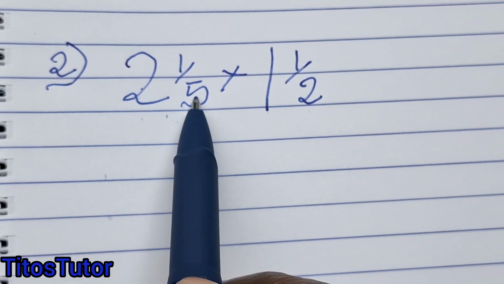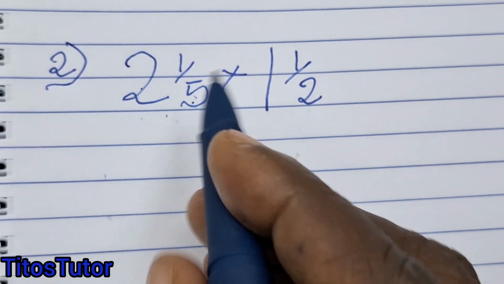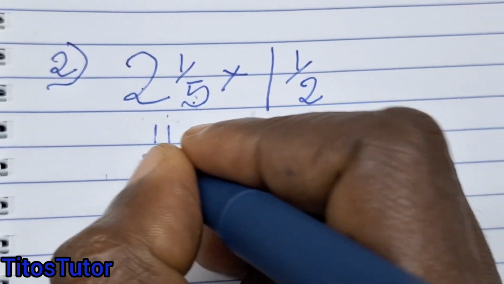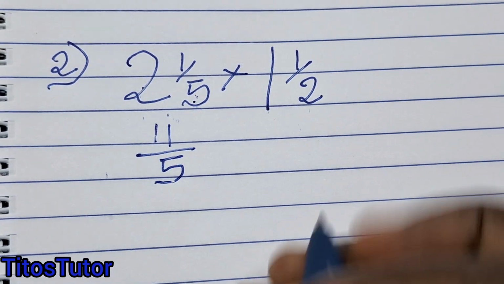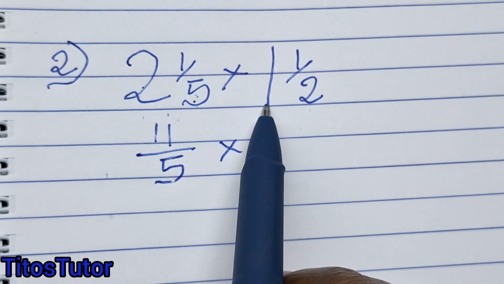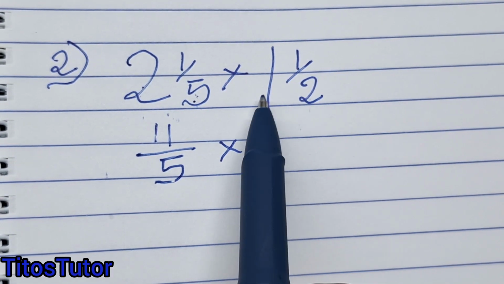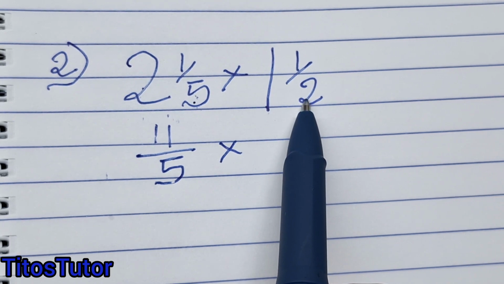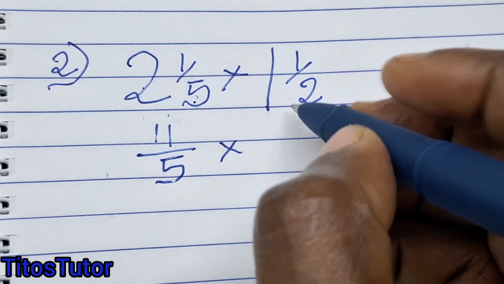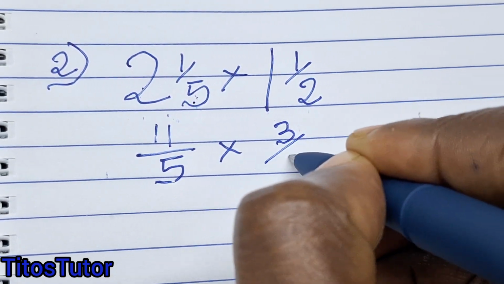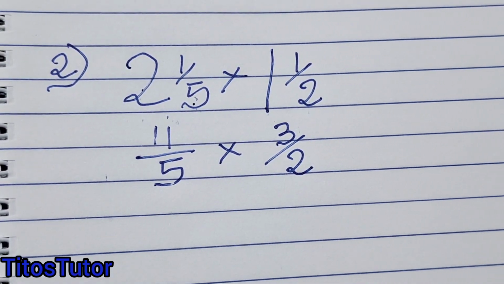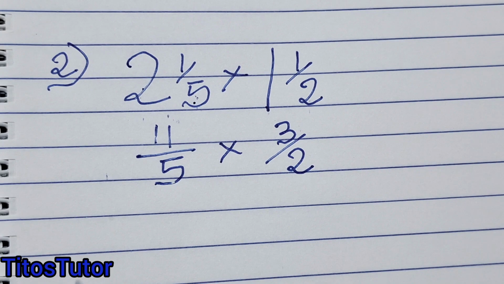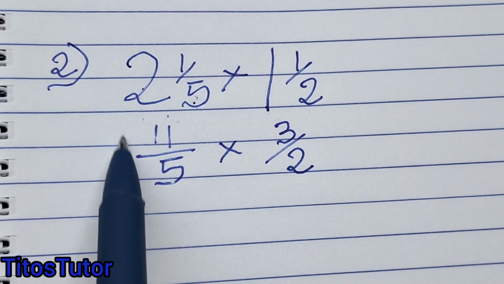So let's do that. 2 times 5 is 10. 10 plus 1 is 11, and your denominator never changes. It's still 5. Then whole number 1 multiplied by denominator 2 is 2. 2 plus 1 is 3. So this is 3 all over 2. Denominator never changes.